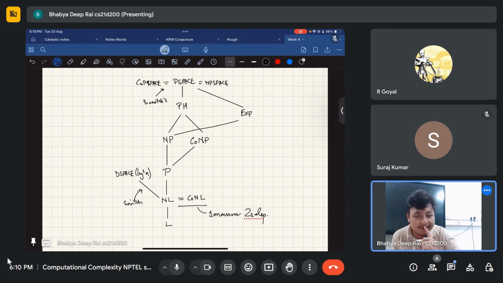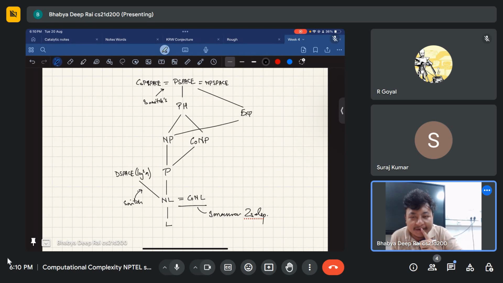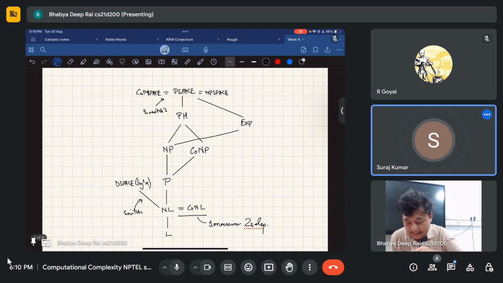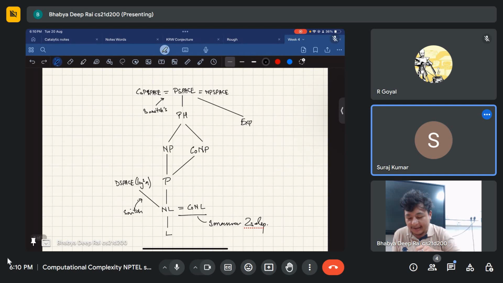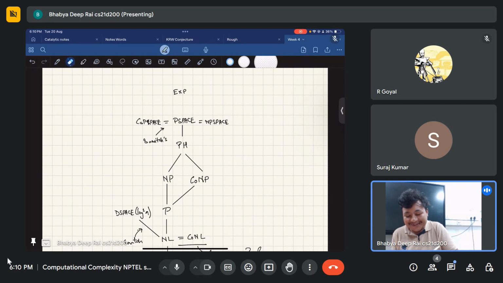Any idea where EXP sits in this landscape? Top, meaning above PSPACE. Why? Because I think PSPACE is contained in EXP. Yes, that is correct. EXP contains PSPACE.